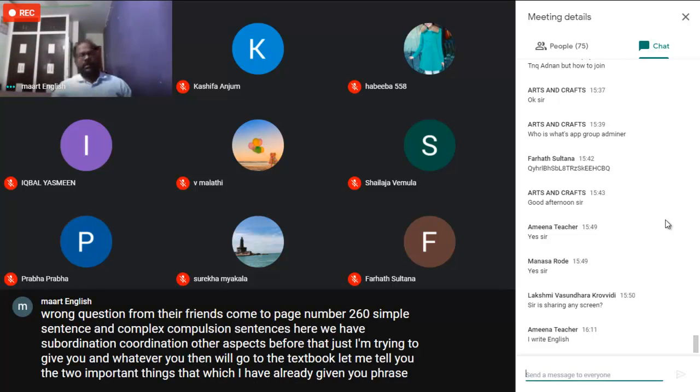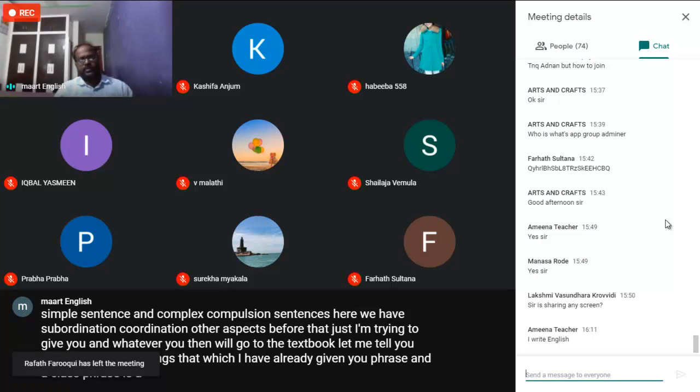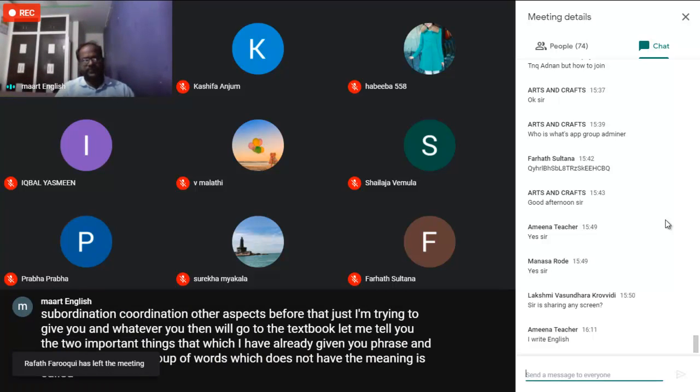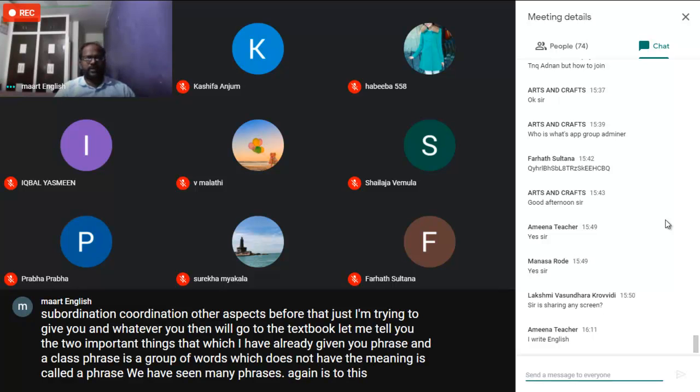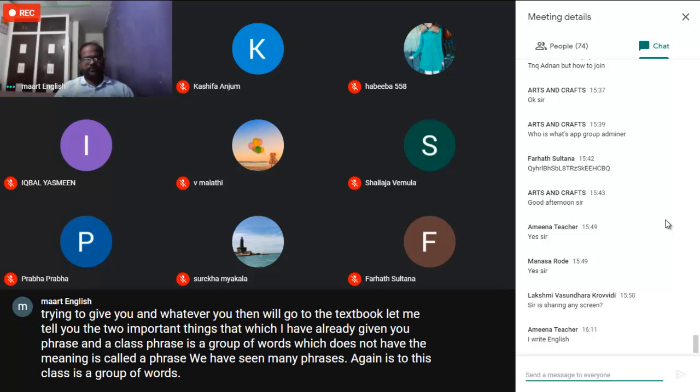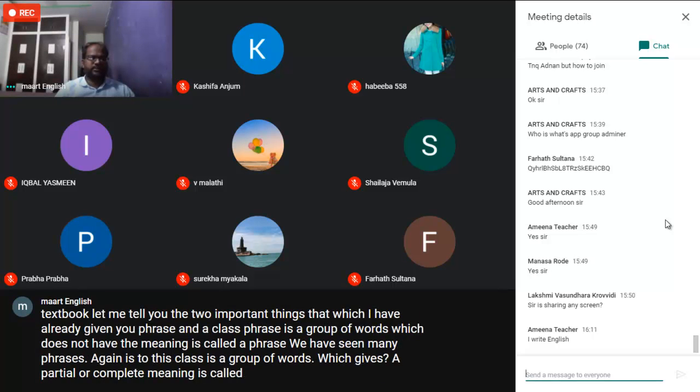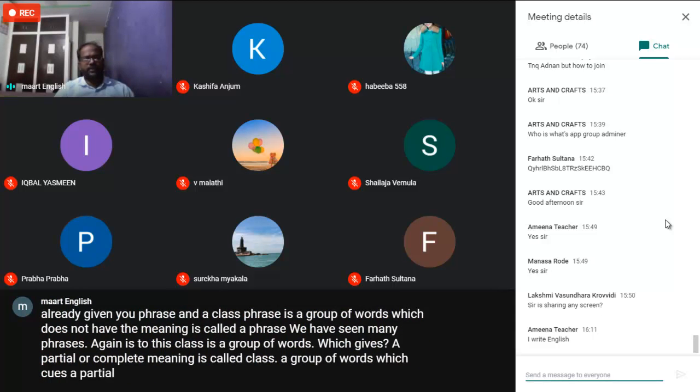Phrase and clause. A phrase is a group of words which does not have a complete meaning. We have seen many phrases. As against this, a clause is a group of words which gives a partial or complete meaning. Yes, phrase and clause.